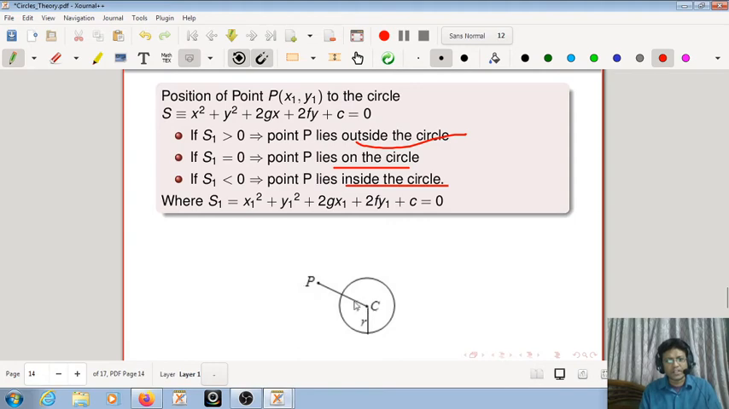And you can check with the center also. You can check the distance CP, the distance of the point from the center, compared with the radius. If CP is greater than, equal to, or less than the radius, you can get the same conclusion.